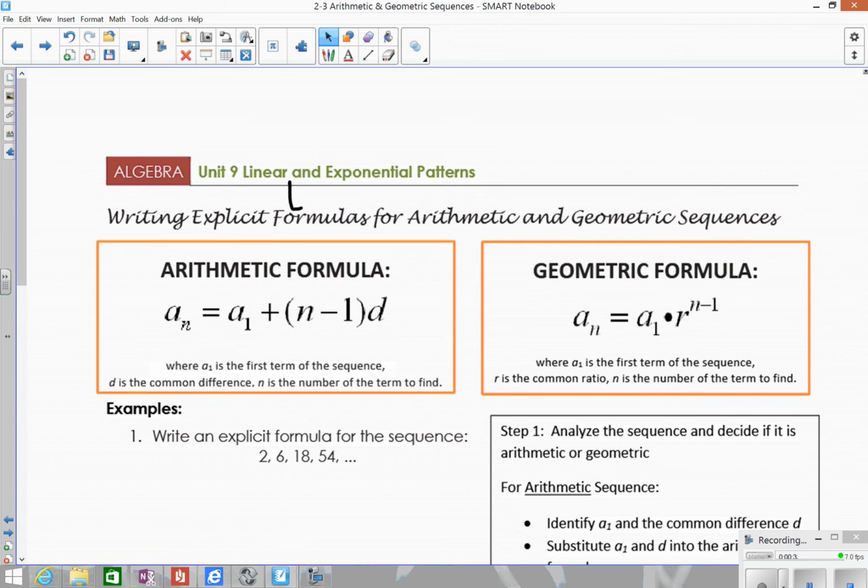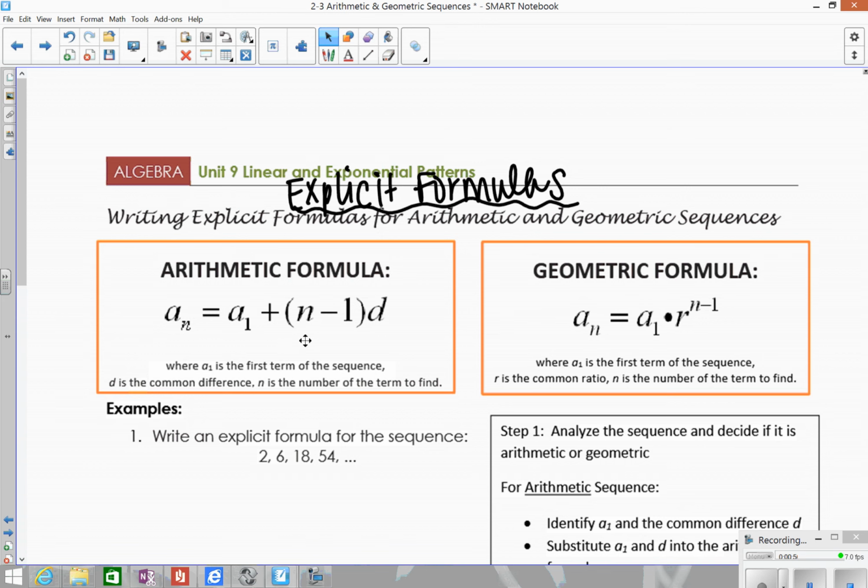If you remember what I talked about with explicit formulas, it basically just means that I'm going to be able to have a formula where if I want to find the fifth term, I would plug in 5 for n. Or if I want to know the 10th term, I'll be able to plug in 10 for n. So both of these equations down here are going to be used to find the explicit formula.